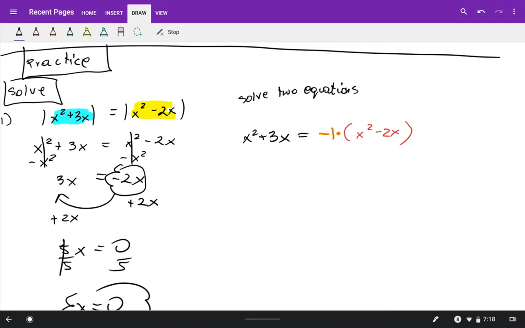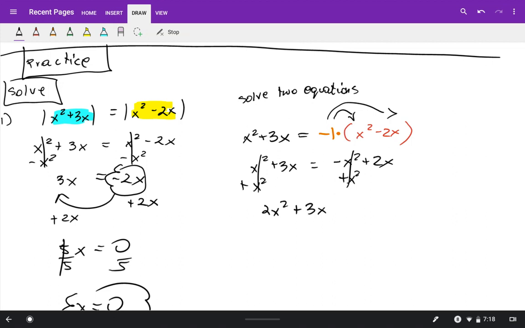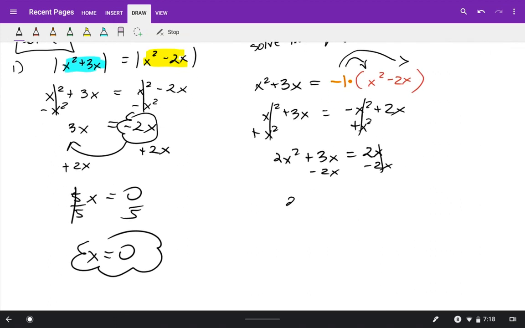And we're going to solve the second equation. First, I'm going to distribute -1 on the right side. So that will give us negative x squared plus 2x. And I copy the left side, x squared plus 3x. Since it's quadratic, we're moving everything to the left side. So I'm adding x squared to both sides. That will give us 2x squared plus 3x equal 2x. And I will subtract 2x from both sides. So we have 2x squared plus x equals 0.